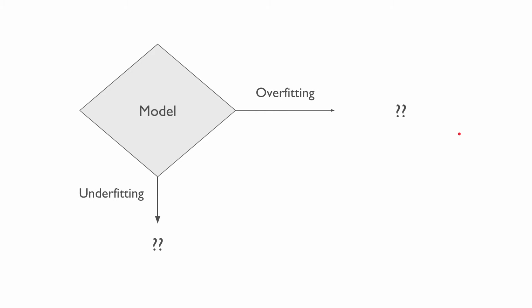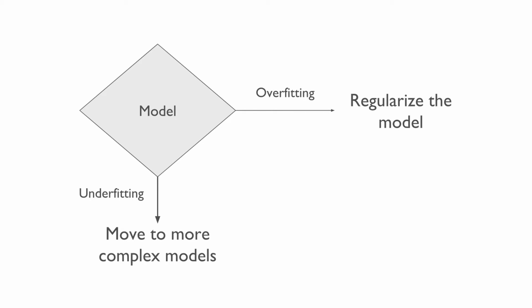How do we solve the problem of underfitting and overfitting? If the model is underfitting, we move to more complex models. If we were trying to fit a straight line, we should try to fit a polynomial or complex curves. We may also want to go for deep learning models. If we are already using deep learning models, then we may increase the number of neurons or number of layers of neurons. If the model is overfitting, we regularize the model.